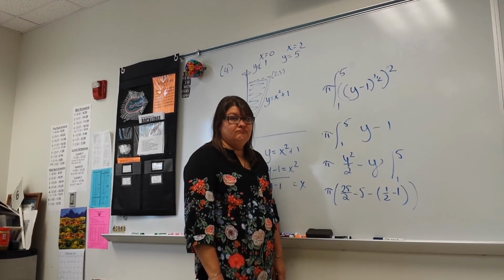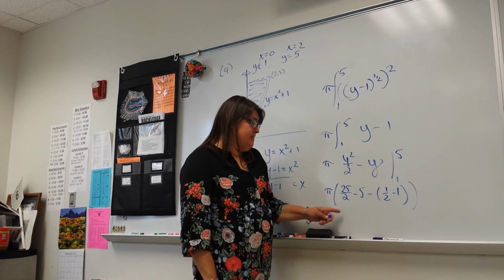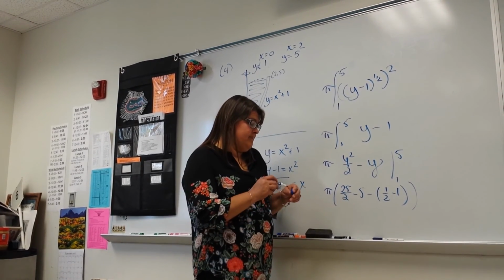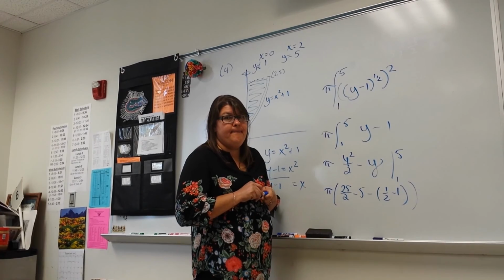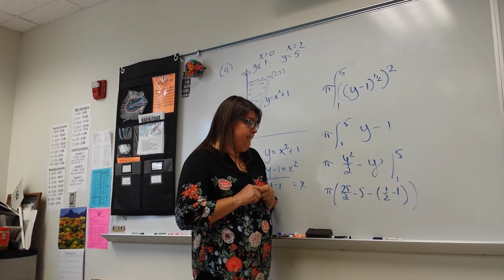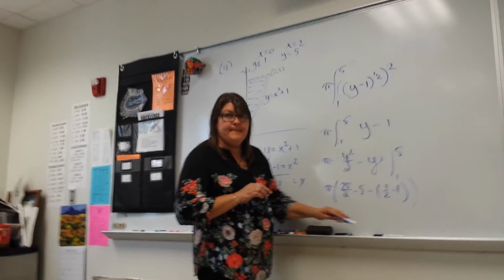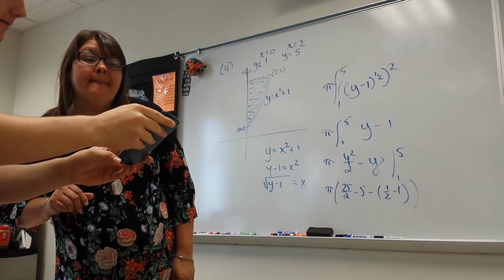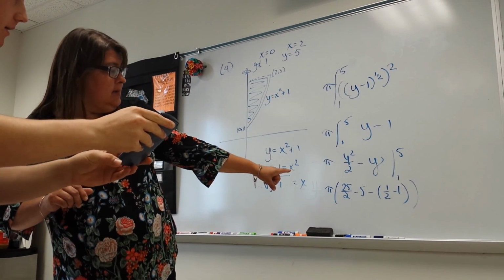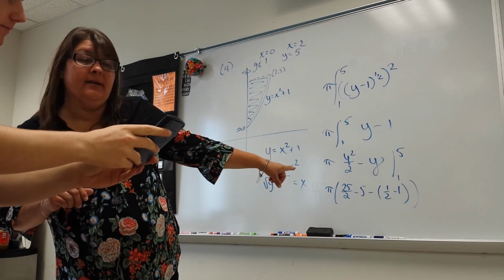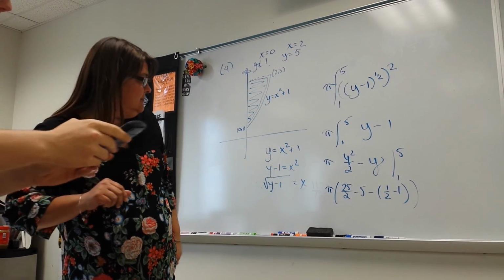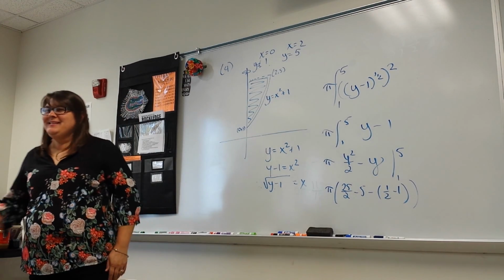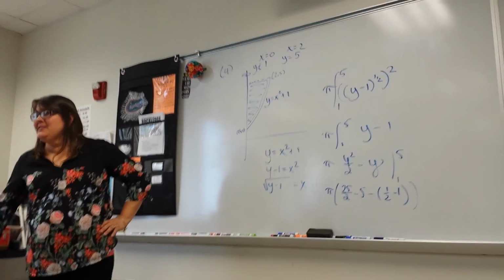It's 25 halves minus 5, and it's actually plus 1/2, right? Yep. I got 25 halves, minus 5, and then plus 1/2. Yeah, because it's plus 1/2. So 8 pi. I got 8 pi. Wow, that's exciting. What do you think? Good stuff? Easy.